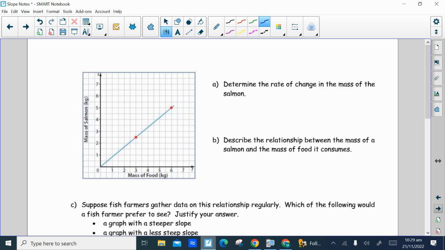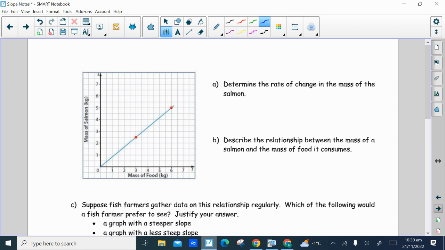In this case, we've got a graph that shows the mass of food in kilograms that a salmon would eat. The rate of change is constant because you've got a straight line here. The reason a straight line is used is that it's possible to have kilograms of food in part of a kilogram, 1.5 kilograms, 1.2 kilograms, 2.128 kilograms. And it's also possible for the mass of a salmon to be part of a kilogram.